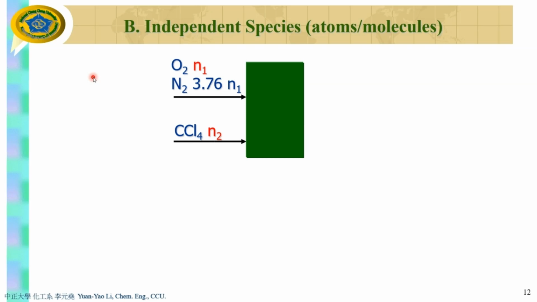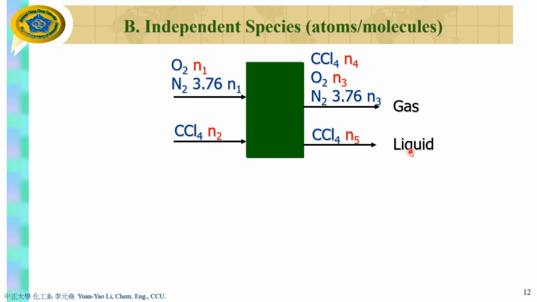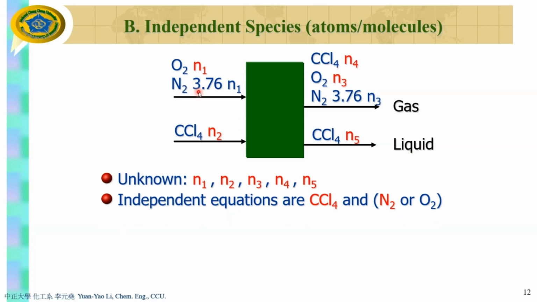And this has carbon tetrachloride, which is N2. So as you know, you always have the same ratio. The gas that comes out, if this doesn't involve a chemical reaction, you have N3 and N4, and again the nitrogen ratio will be the same as this one. And this liquid. So you have unknowns 1, 2, 3, 4, 5. You don't write down this and this one as unknowns.